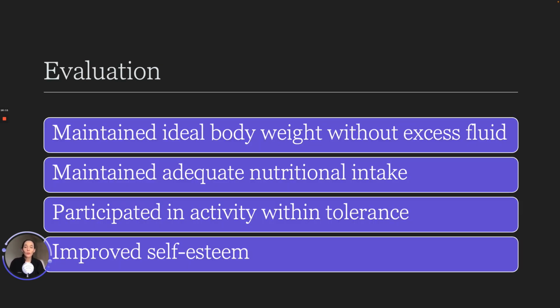So our evaluation of these interventions will include maintained ideal body weight without excessive fluid, maintained adequate nutritional intake, participated in activity without intolerance, and improved self-esteem. And again, these are just some examples because this is going to be based on how your individual patient responded to the interventions.